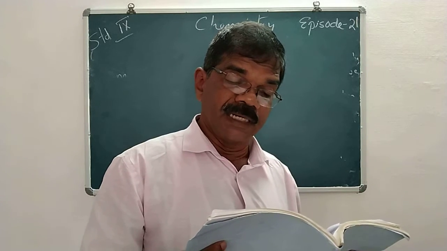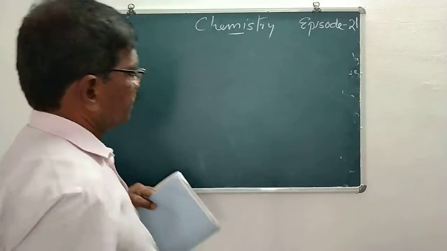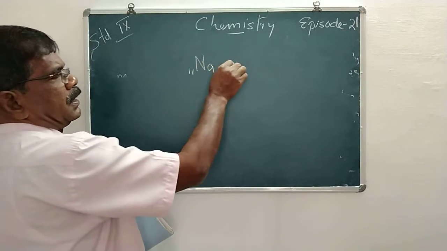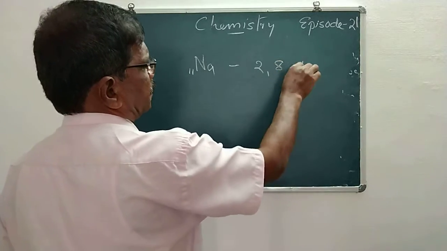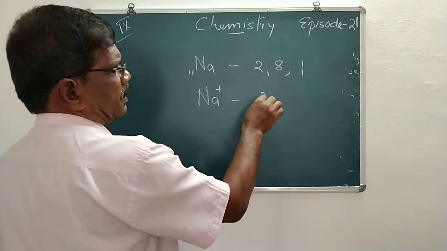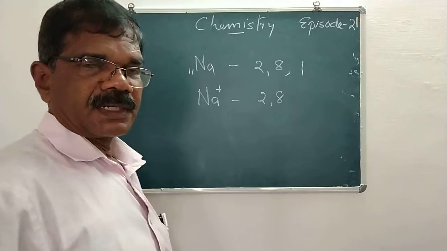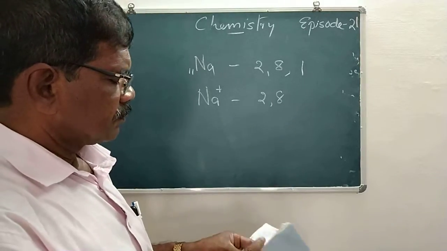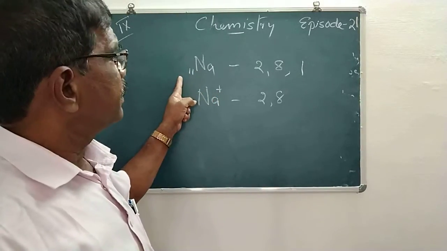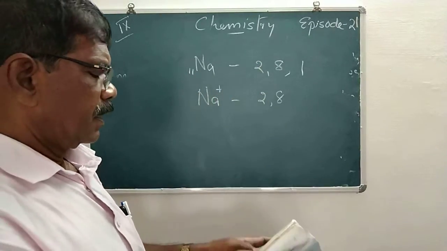Na positive has completely filled K shell and L shell. Sodium atom, atomic number 11, electron configuration 2,8,1. Na positive, electron configuration 2,8,0. How is this clear? This is the sodium atom. Atomic number 11. Number of protons 11. Number of electrons 11. Electron configuration: K shell.